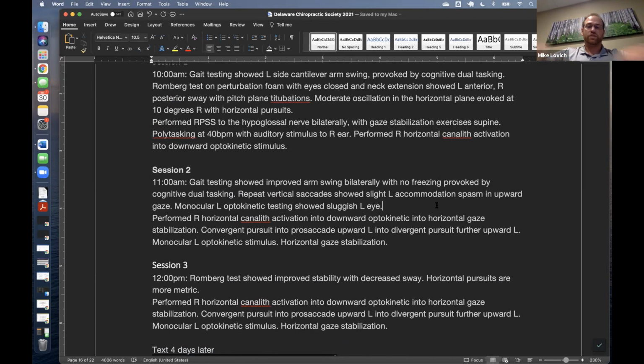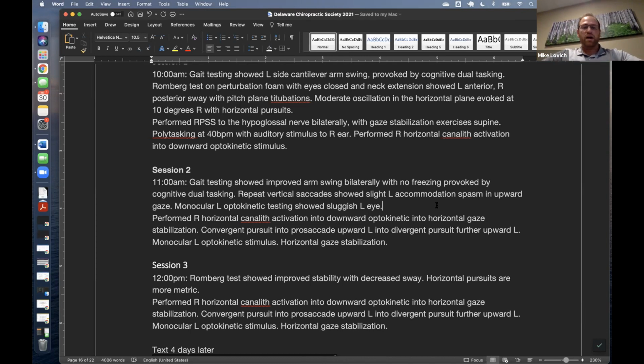Repeat vertical saccade, so look up, look down, look up, look down, look up, look down. Showed a slight left accommodation spasm and upward gaze. What does that mean? That means that the eye is slamming in. That means that her perception of where she is in space still has her as leaning backwards and also to the right. Make sure I have that right. No, leaning backwards and to the left, because when she goes back into the left, that left eye thinks that's where straight ahead is. So we had to work on that.